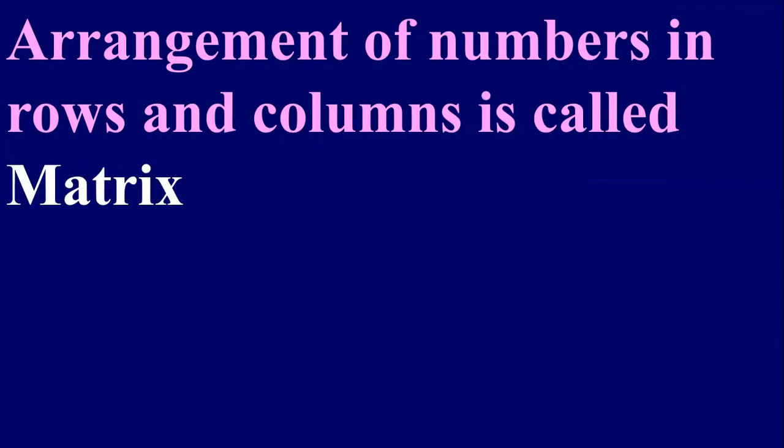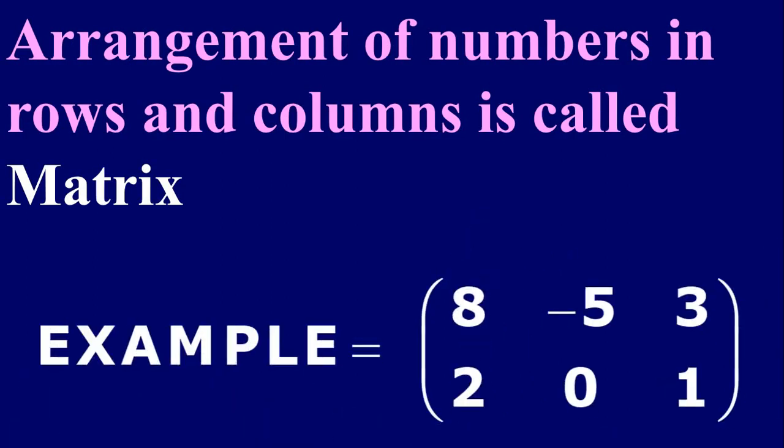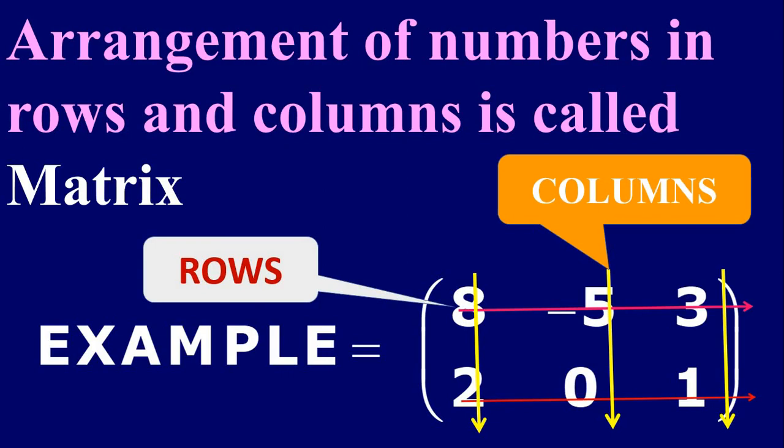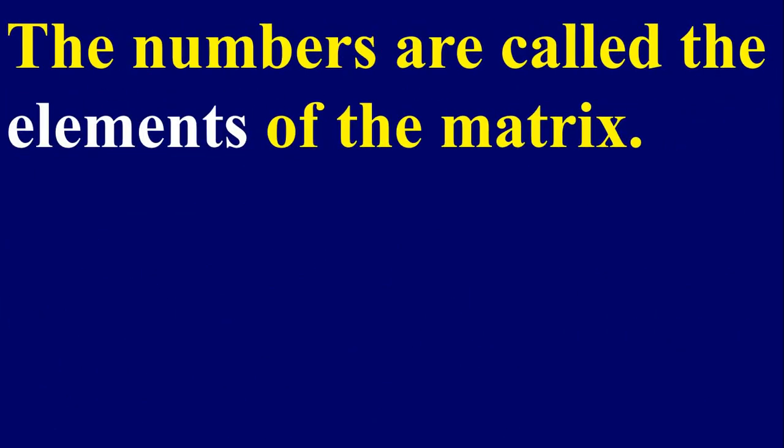So we studied matrices. A matrix means an arrangement of numbers in rows and columns. Horizontal arrangements are called rows, vertical arrangements are called columns, and in this matrix we have 2 rows and 3 columns. The numbers in the matrix are called elements of the matrix.